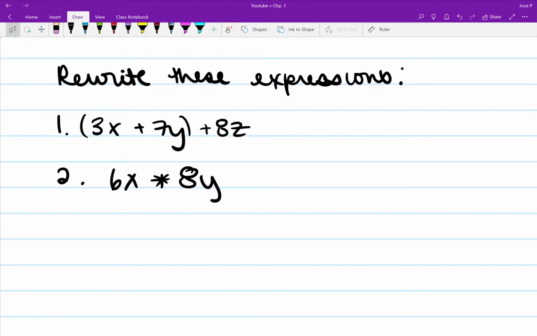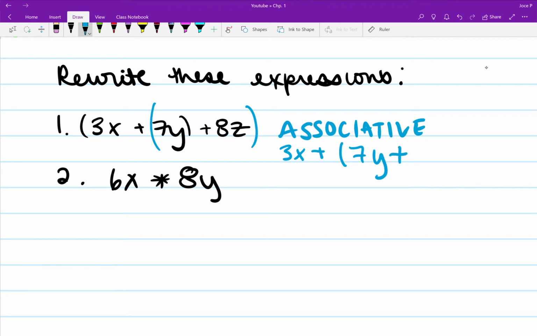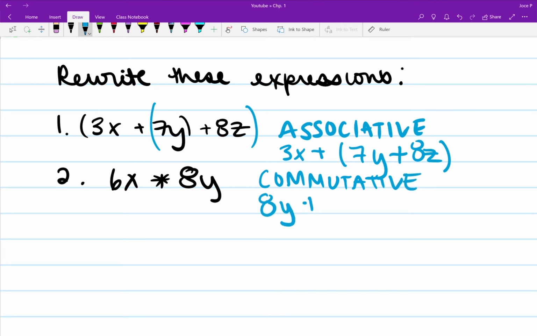Rewrite these expressions. So this one has grouping. So AG, this would mean this is using the associative property. So we're just going to change the grouping on this expression. 3x plus, now we're going to change the grouping, so we're going to move the parentheses over here, parentheses 7y plus 8z. Great. Now this one, we're going to change the order of it, CO. So this is commutative. Here, we're just going to rewrite it as 8y times 6x. Same thing, just different order.